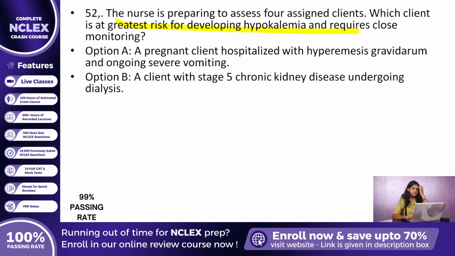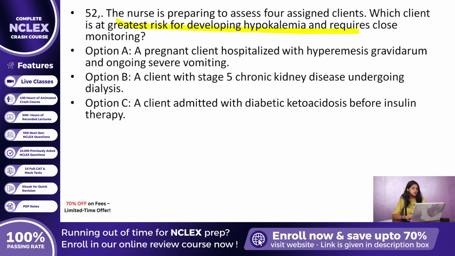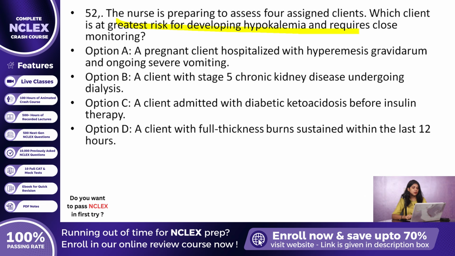Option B, a client with stage 5 chronic kidney disease undergoing dialysis. Option C, a client admitted with diabetic ketoacidosis before insulin therapy. Option D, a client with full-thickness burns sustained within the last 12 hours.